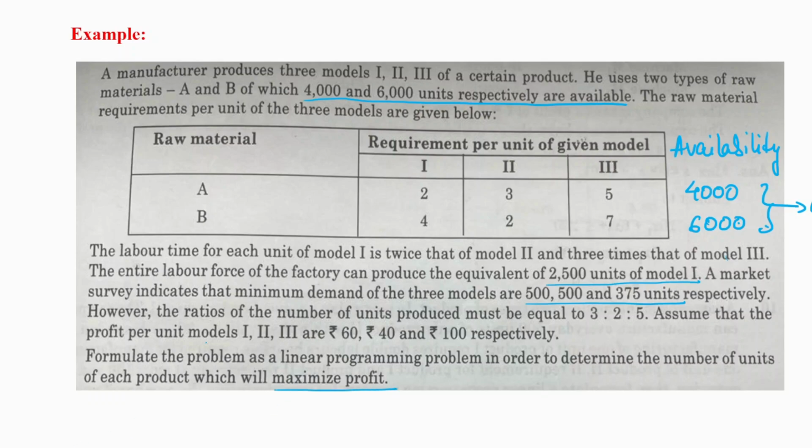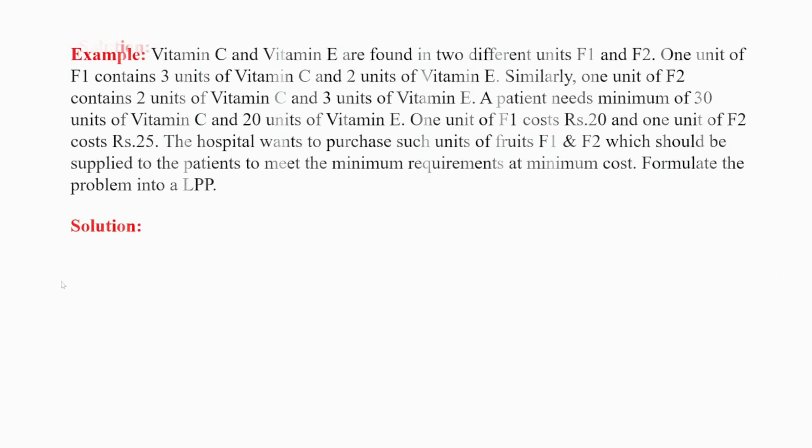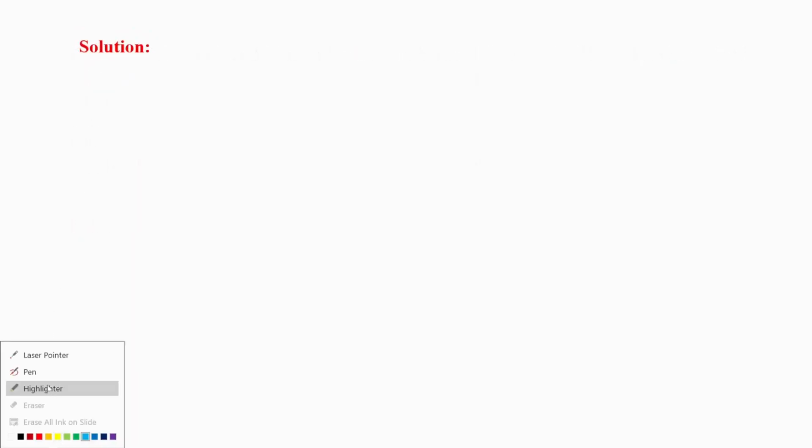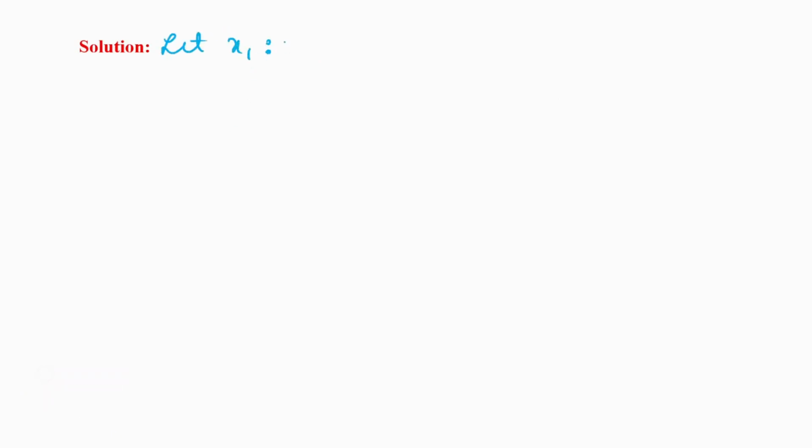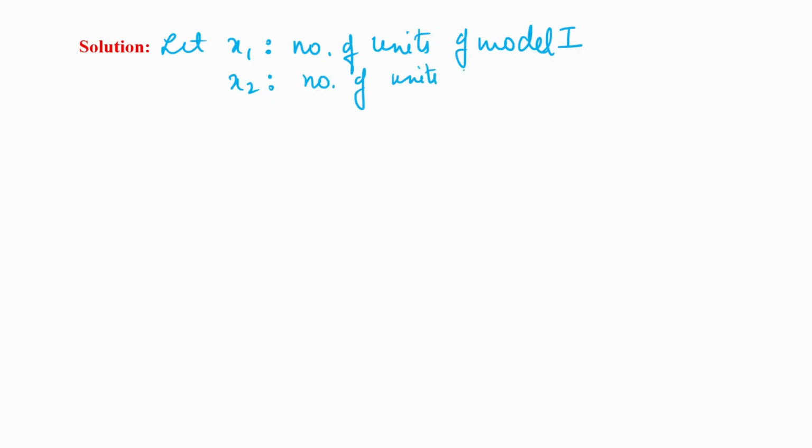So let me just write it, let me take the pen. Let x1 be the number of units of model 1, x2 be the number of units for model 2, and x3 would be the number of units for model 3.